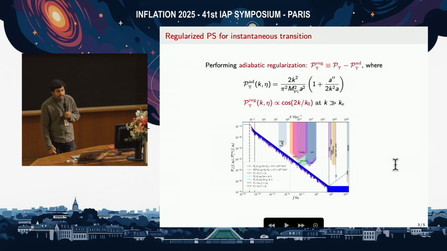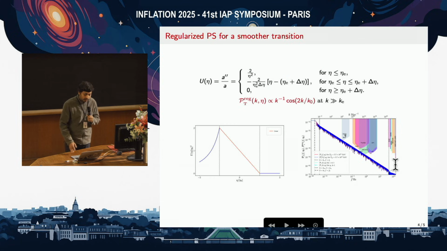However, this is not enough. It can be shown that if we want a well-behaved generic two-point correlation function in real space, then we need to do something more than that. So this is actually smoothing the effective potential that I showed before. Here we have used a linear smoothing function, linear in eta actually. And if we do that and calculate the regularized power spectrum, we still get the oscillation at small scales, but it is going as 1 over k. So we have a decaying oscillatory power spectrum at small scales.